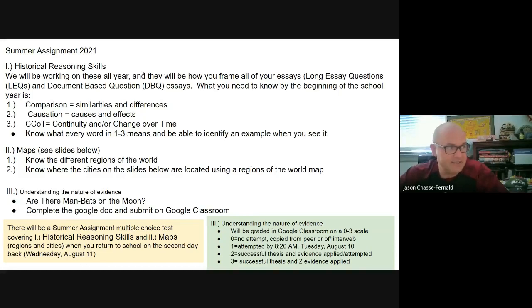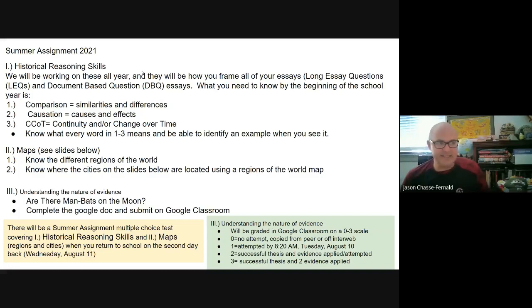So the 3 essential skills are comparison, causation, and what we call CCOT, which is continuity and change over time. And there's 2 sides to each skill. So in your writing, if you are using the skill of comparison in your writing, then you would be doing a full body paragraph on similarities. So you focus on one side of a skill at a time. So simply make sure you know what the skills are and know what the definitions are.